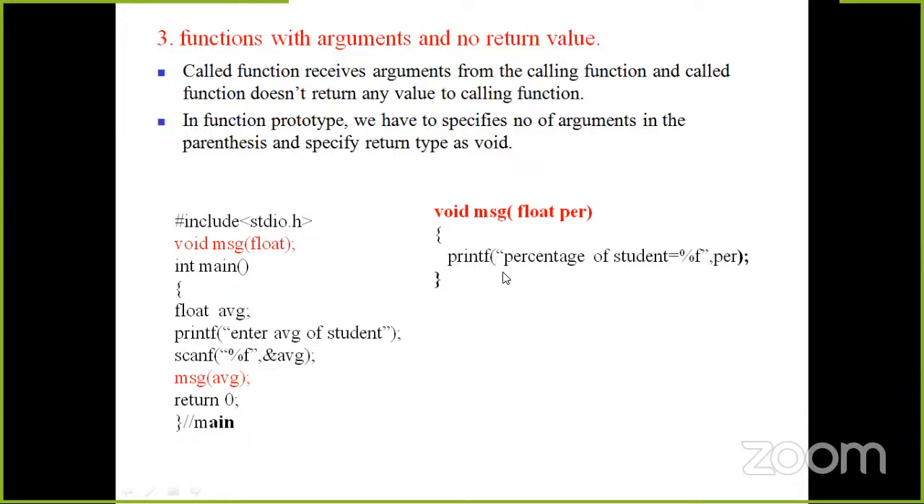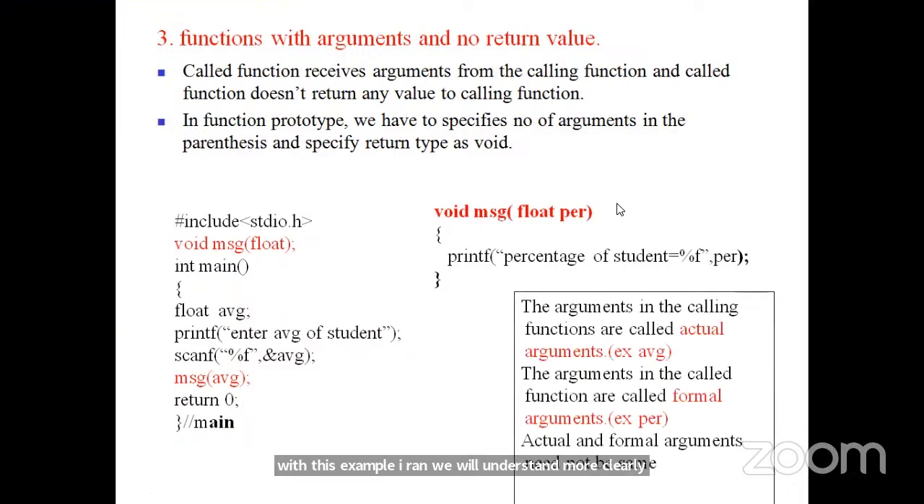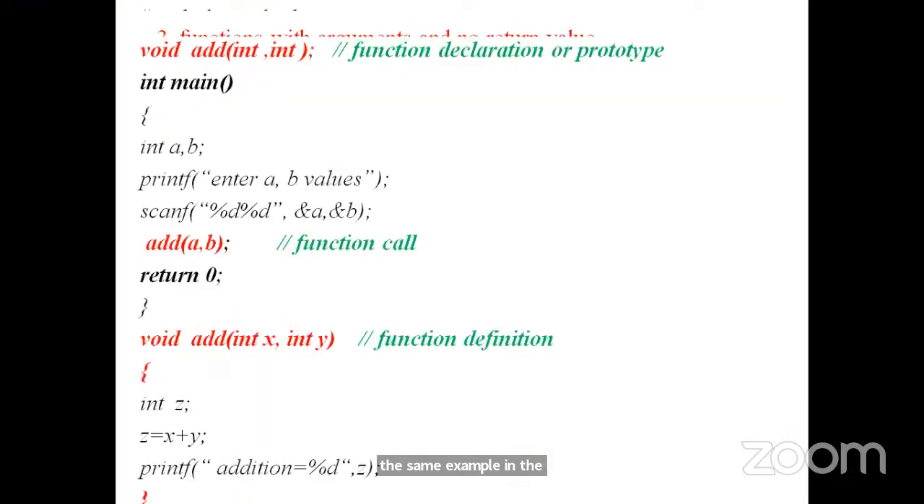So here, anyway, it is not returning anything. So message, and it will return 0. Just only here. With this example, we will understand more clearly. The same example we have defined here. Now you try to understand.